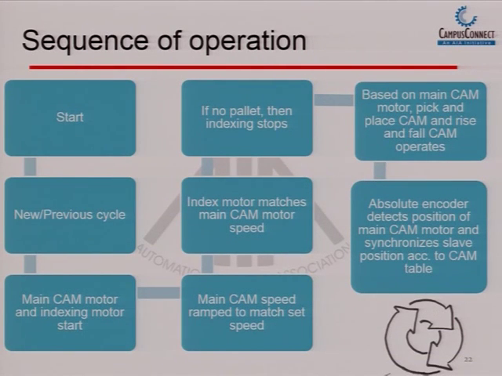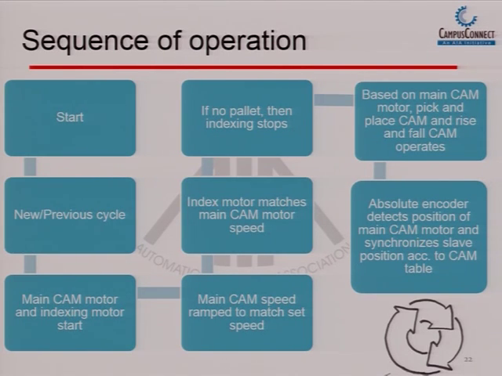Then you have the sequence of operation. This is a part of it. The sequence of operation is larger. First you start, and it can be started on 2 occasions. You might stop during the event of power failure, or you might start from fresh. So it can start from a new cycle, or it can start from a previous cycle. Then the main cam motor, the indexing motor, everything gets synchronized, and they match whatever speed you want the motor to run at. And then the processes start happening.